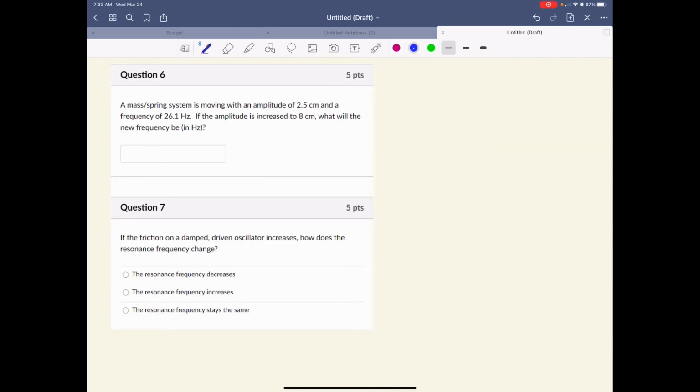All right, questions 6 and 7. These are conceptual questions, so I like these. They're easy to answer. Here we got a mass and spring system moving at an amplitude of 2.5 centimeters and a frequency of 26.1 hertz.